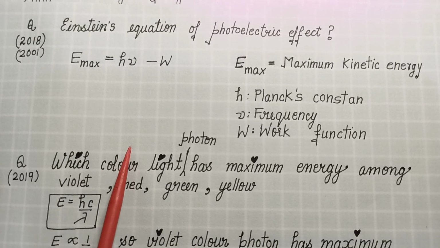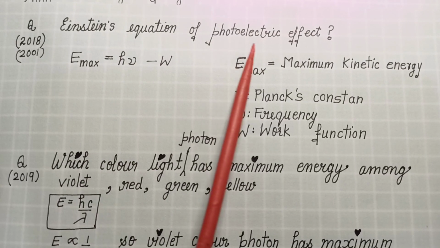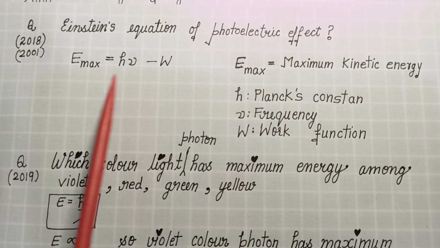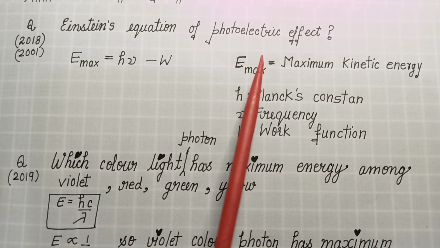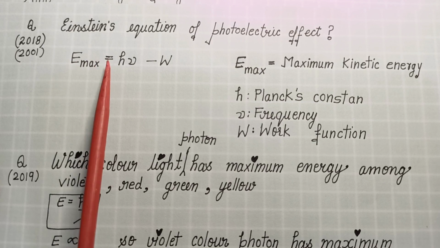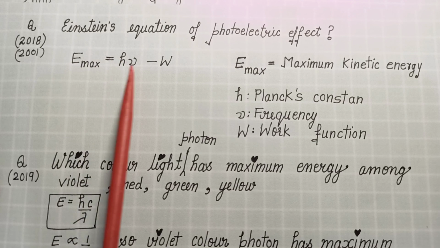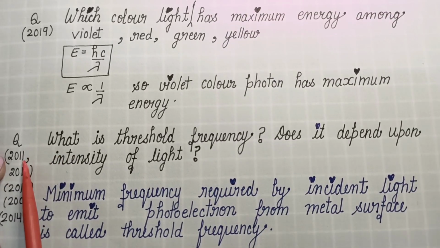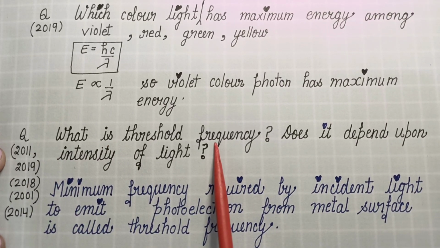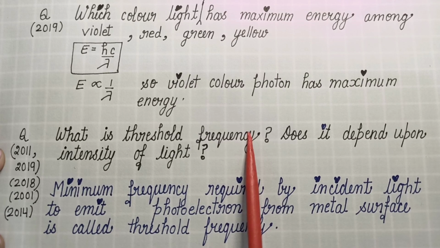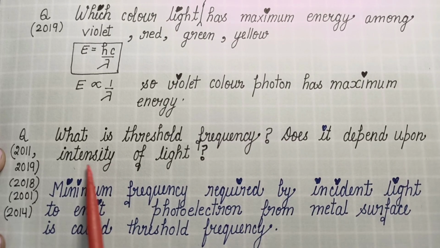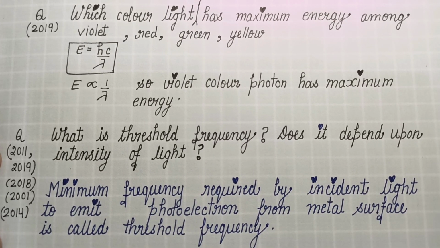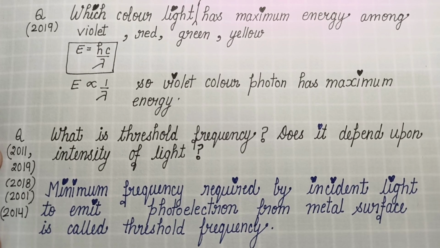In this question again, Einstein's equation of photoelectric effect is being asked. So this equation itself is the answer, but here you need to mention the quantities which the symbols used in the equation represent. In this question, the definition of threshold frequency is being asked, and does it depend upon the intensity of light? So we will simply write, as I already discussed, that since work function is a property of the metal, it does not depend upon the intensity of light.